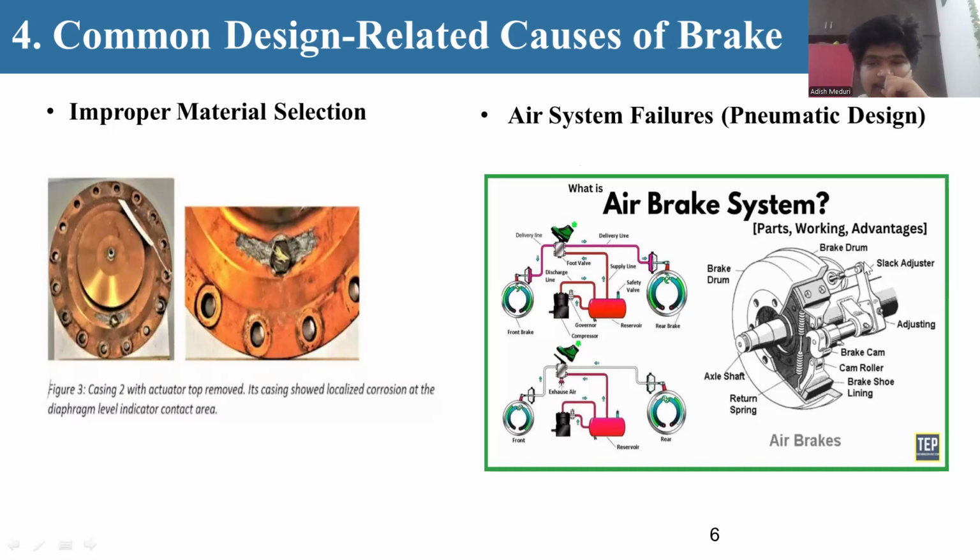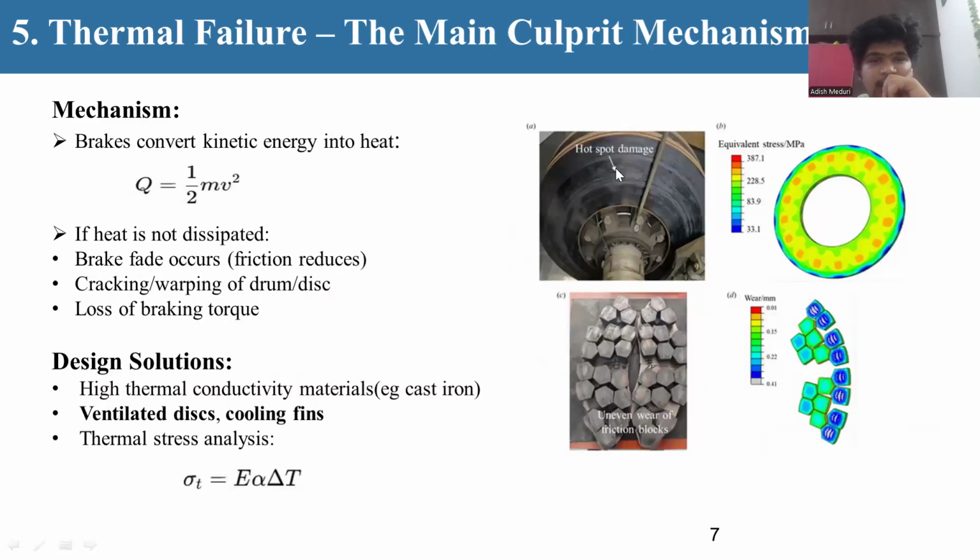Air system failures. So, thermal failure, the main culprit mechanism. Brakes convert kinetic energy into heat. I've said that Q equals half mv square.